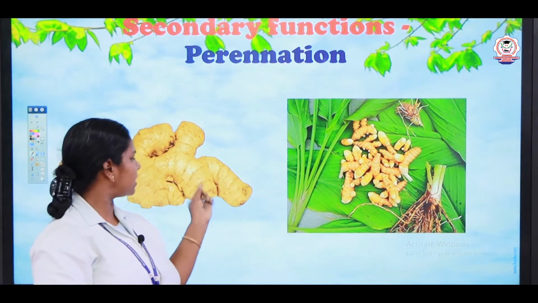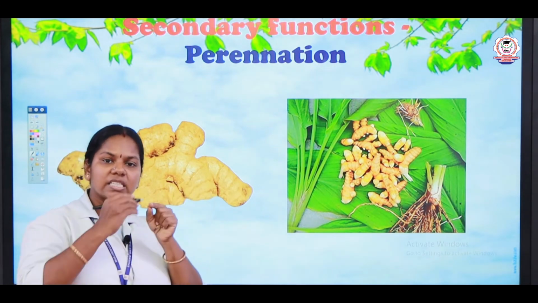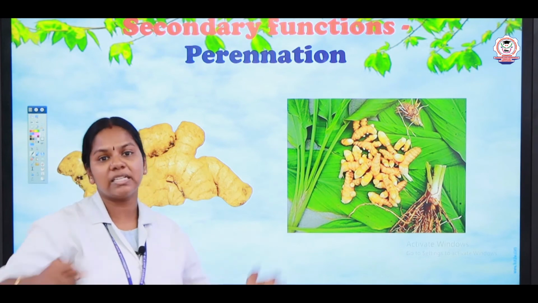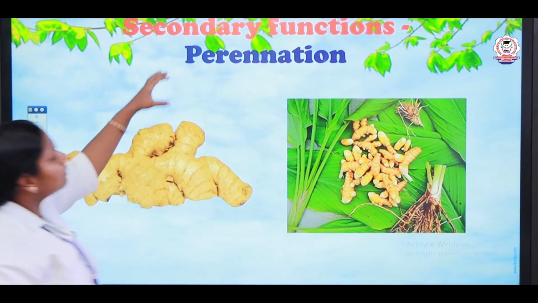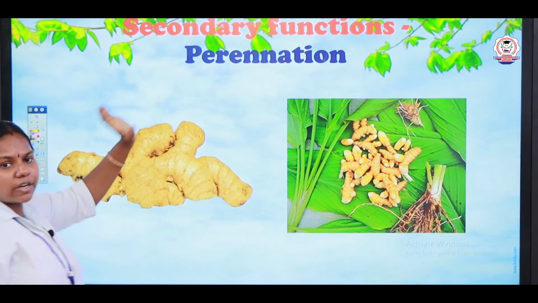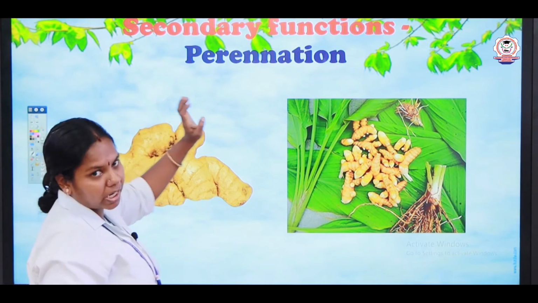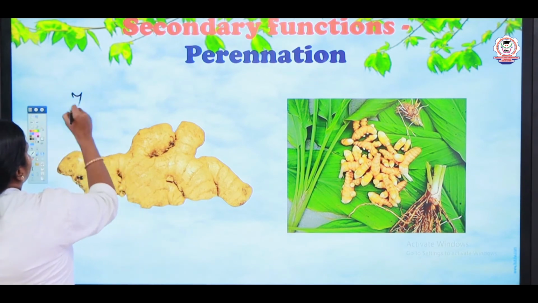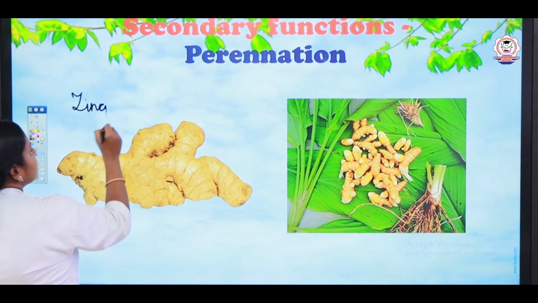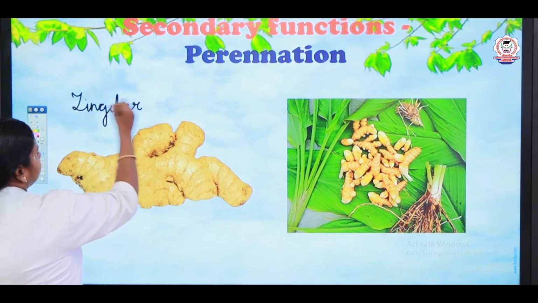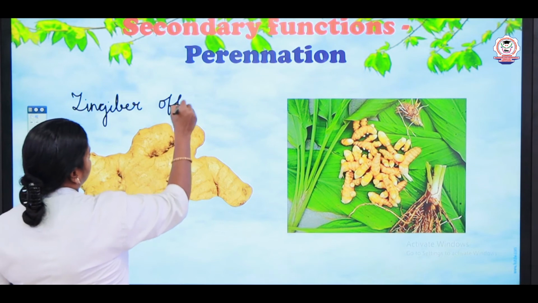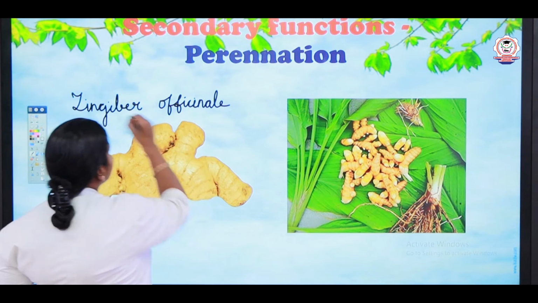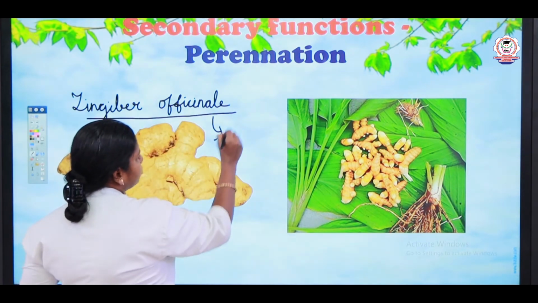For example, you can see the ginger, right? You can see some buds on it. If you plant the ginger, from that a new plant arises. So, some stems are helpful in perenation. The example for such stem is Gingiber officinale, ginger. It is the scientific name of ginger. Just underline Gingiber officinale and write ginger.